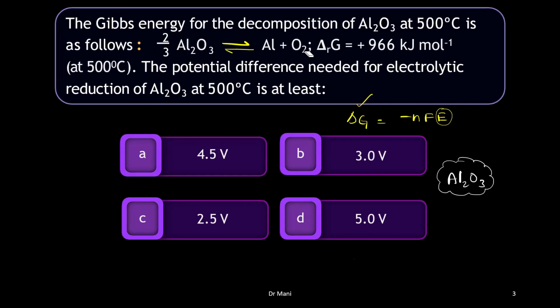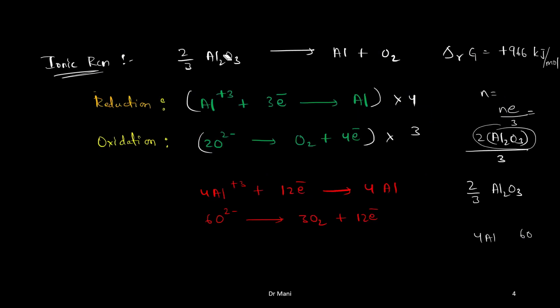So for this reaction, I need to find out the fractional number of electrons. Usually, if you take Al2O3, that will break down to Al plus O2. I'll be getting Al3+ plus 3 electrons, that will convert to Al, and 2O2- gives oxygen plus 4e-. Is this part understood, the green part? Yes, sir. What's happening in the reduction? What's happening in the oxidation? You understood this part, Sharan?